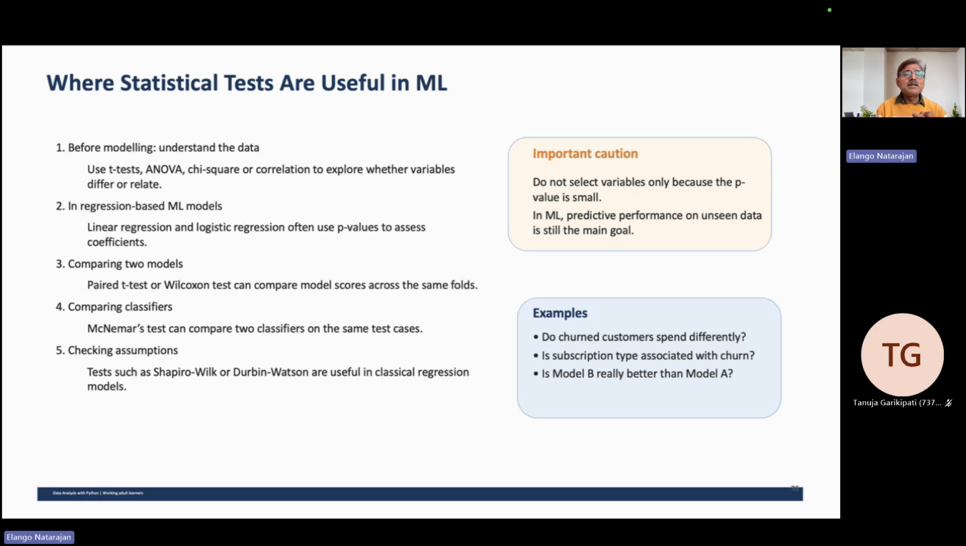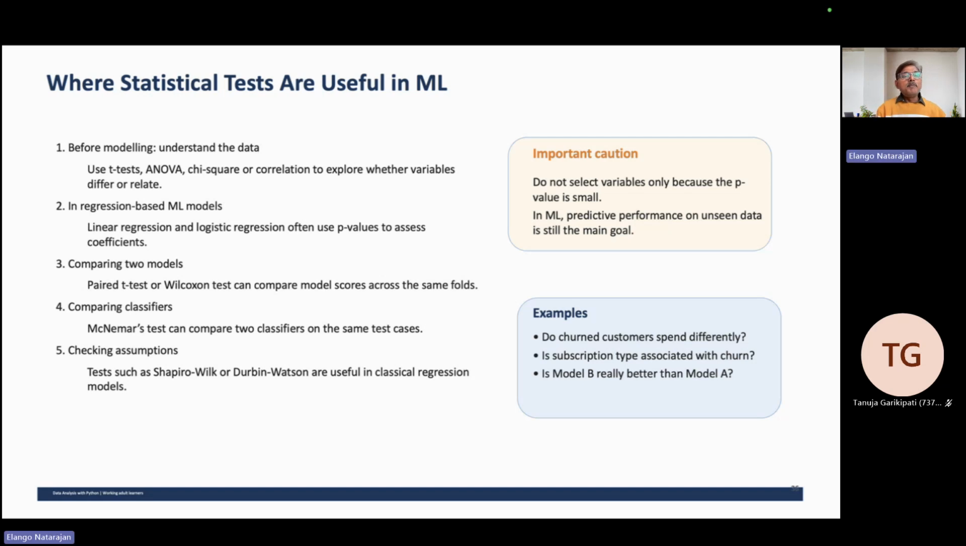If it is logistic regression, the regression model is involved. We often use p-values to assess the coefficients. So in the regression model, there will be the coefficients, beta naught plus beta 1 x. Beta naught and beta 1 are the coefficients which we assess from p-values.